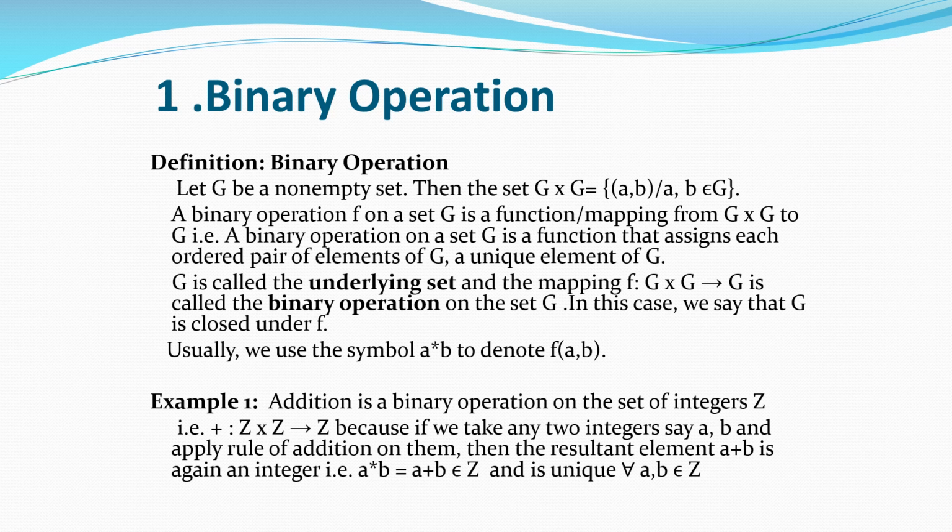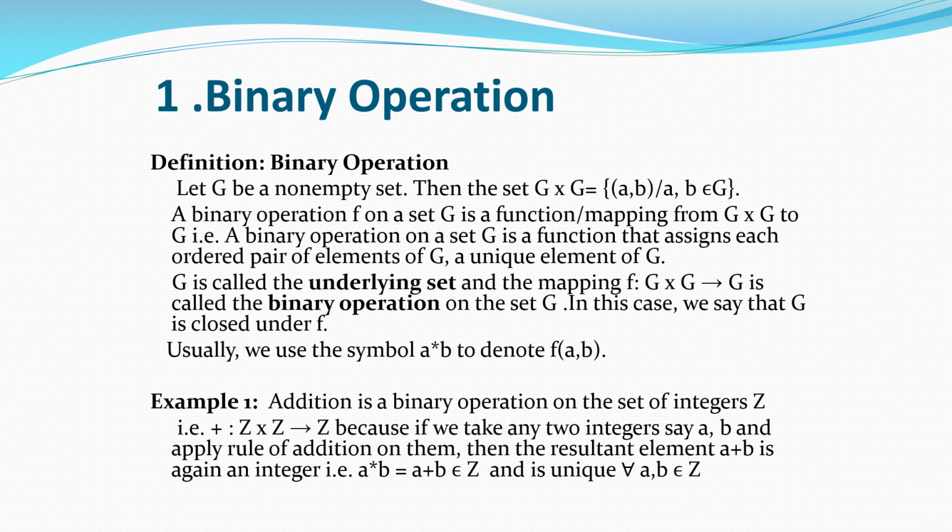Addition is a binary operation on the set of integers Z. That is, addition means plus. It is defined from Z cross Z to Z. Because if we take any two integers, say a and b, and apply the rule of addition on them, that means we apply the function plus on every pair of Z cross Z, then the resultant element a plus b is again an integer. That is, a star b equal to a plus b is present in Z and is unique for all a, b belonging to Z.